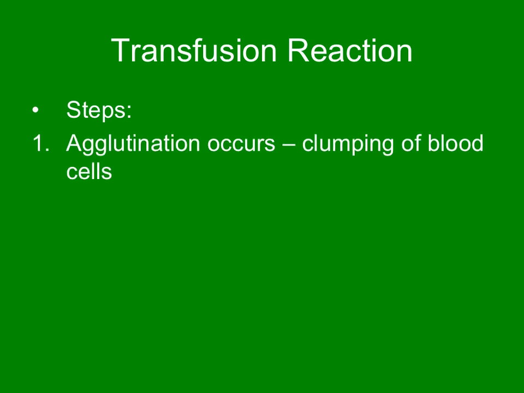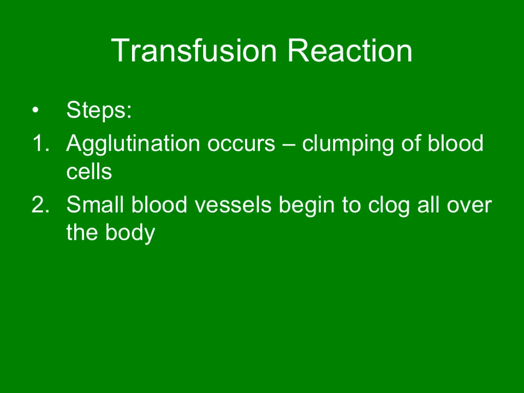The first thing that happens is we get agglutination, that clumping of the blood cells. The antibodies that are present in you, as the receiver's blood, will attack those foreign red blood cells, and it causes them to get sticky and clump together. These little clumps clog our small blood vessels all over the body. So it starts with the capillaries, and then it'll move into the arterioles and then the venules as well.